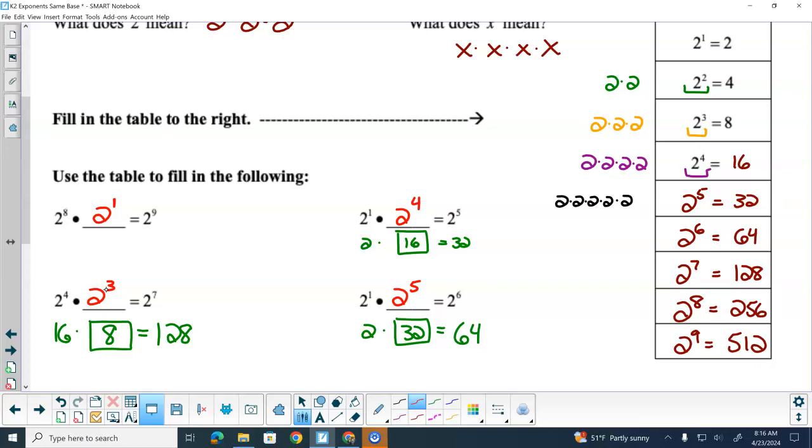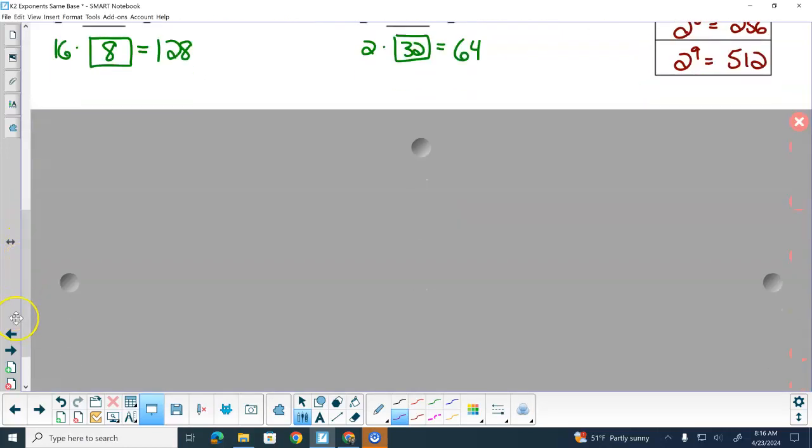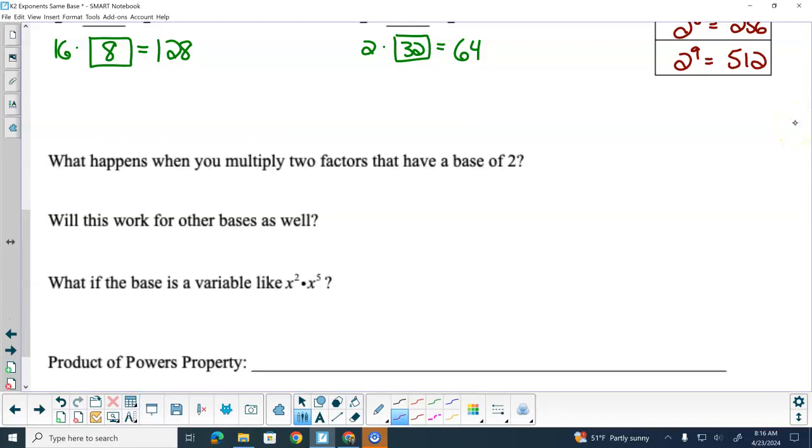Okay. What Ash just told us is this number here plus that number there gets me that number right there. 4 plus 3 gets me 7. 1 plus 4 gets me 5. 1 plus 5 gets me 6. Okay? And that is a pattern. And that pattern will always work no matter what.